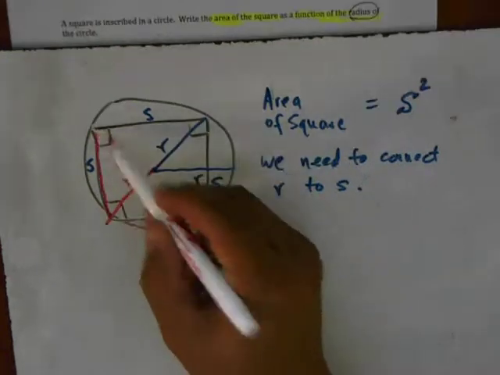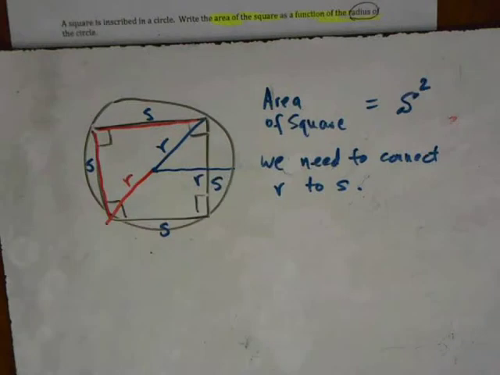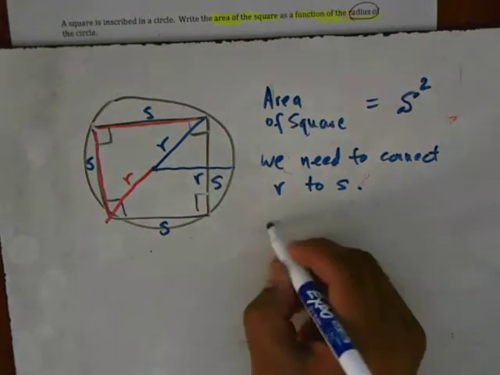And this object in here, this triangle here, is a right triangle. So we can again apply the Pythagorean theorem. And that will give us an equation using s and r. And that may or may not be helpful to us.